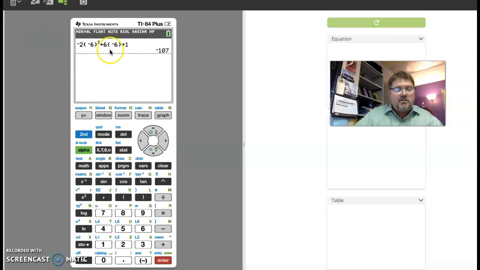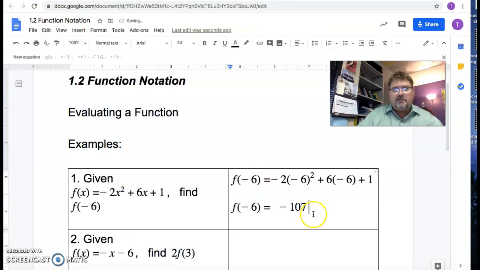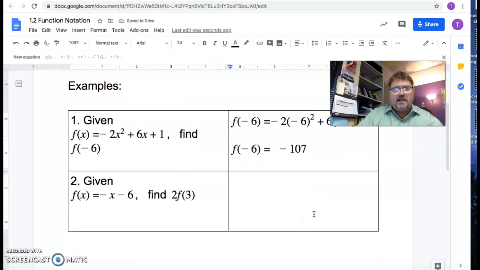So make sure you use parentheses when you're evaluating, especially if you're dealing with negatives, okay? I know I'm insulting some of you because that's really easy, but you know, we have some easy stuff too. All right, so that's that one.